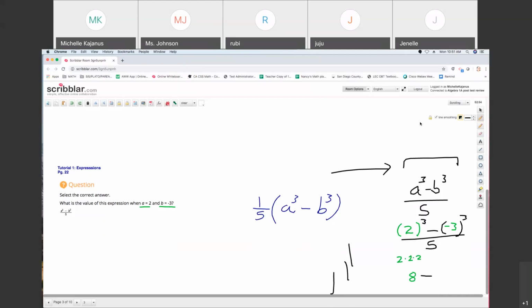Minus, same thing with -3 cubed. This is the same as -3 times -3 times -3, which is -27. Divide by 5.